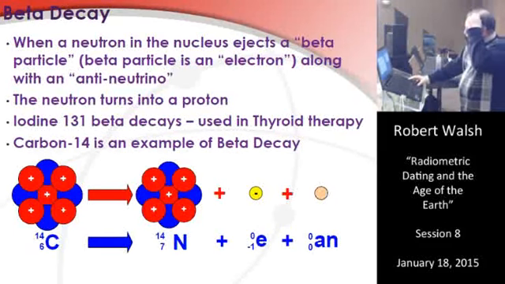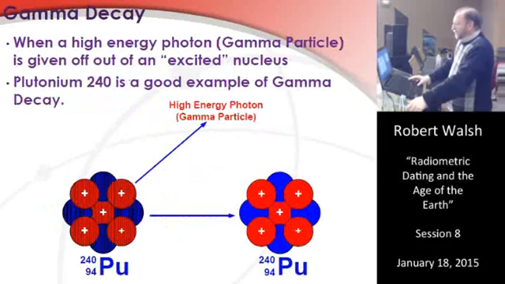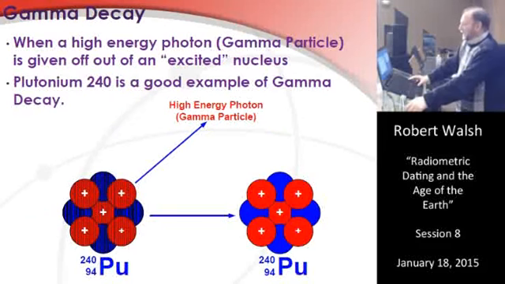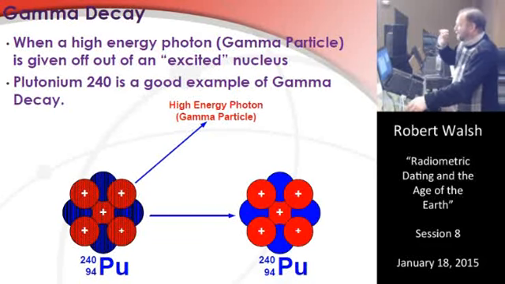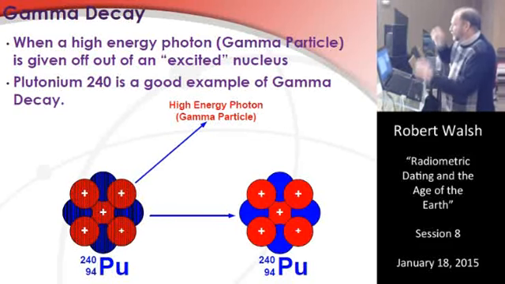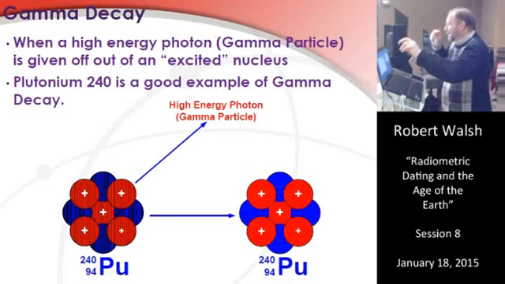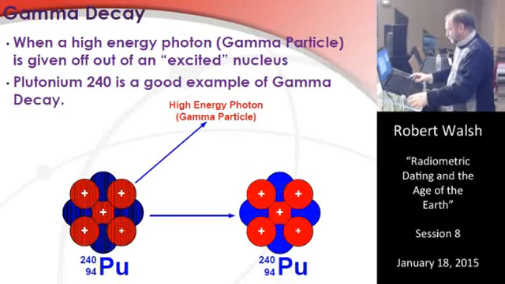Let's take a look at gamma decay. This is when a high-energy photon, or a gamma particle, is given off out of the nucleus. Now, a particle is not given off, but a photon, a unit of light, is given off out of the nucleus. So the nucleus itself is in an excited state. Think about it as vibrating, and it shoots off a photon, and it kind of becomes less excited.